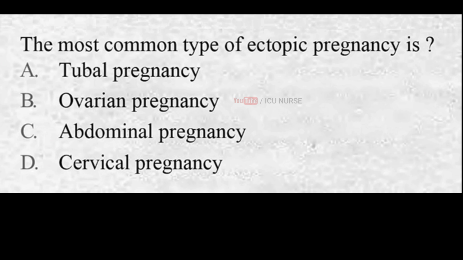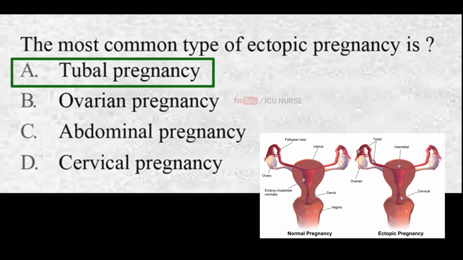The most common type of ectopic pregnancy is A. Tubal pregnancy, B. Ovarian pregnancy, C. Abdominal pregnancy, D. Cervical pregnancy. And the correct answer is A. Tubal pregnancy. A tubal pregnancy occurs when the egg has implanted in the fallopian tube. This is the most common type of ectopic pregnancy and the majority of ectopic pregnancies are tubal pregnancies.